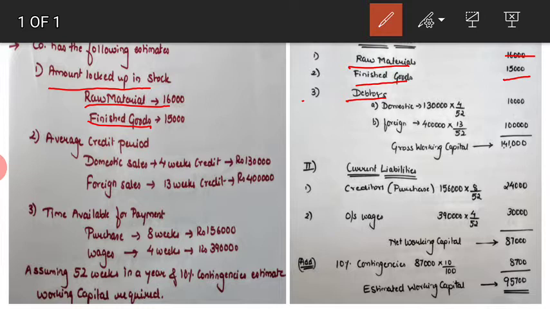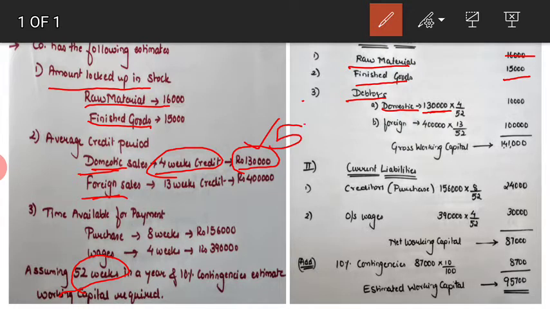Next is debtors. For debtors we have to see the average credit period. Under debtors we have 2 types, one is domestic and another is foreign. So we have to do the calculation separately for domestic and separately for foreign sales. First let us consider domestic sales. What is the total sales? It is 1,30,000 for the entire year. Do you want it for the entire year? No, you want it only for 4 weeks, right? So 1 year consists of how many weeks? 52 weeks. So this 1,30,000 is for 52 weeks, and you want it only for 4 weeks. So 1,30,000 into 4 divided by 52 will give you the debtors for 4 weeks, which is 10,000. So your debtors for domestic sales is 10,000.